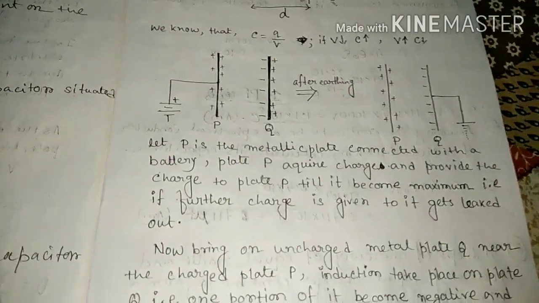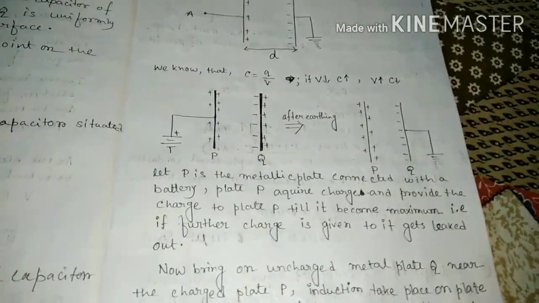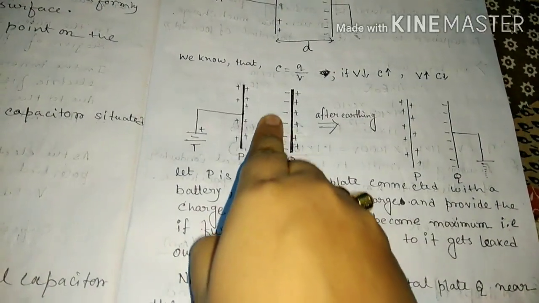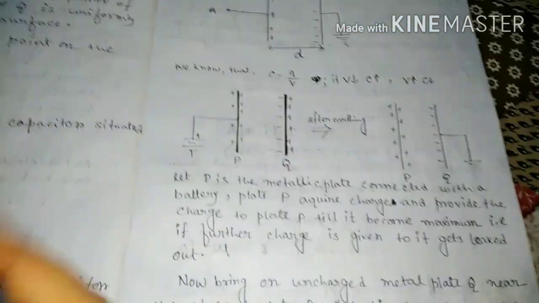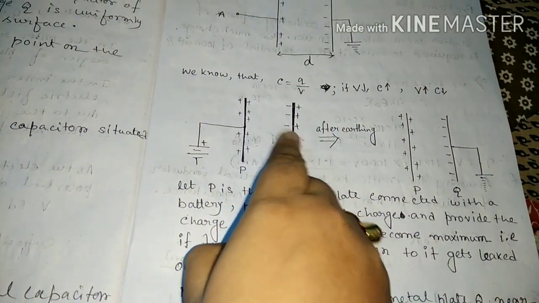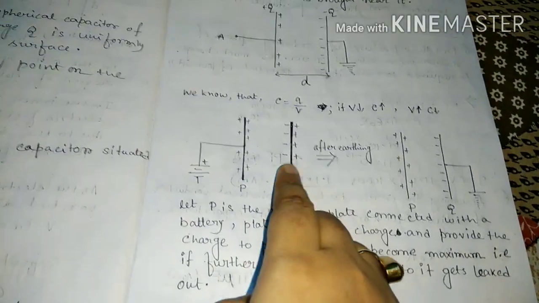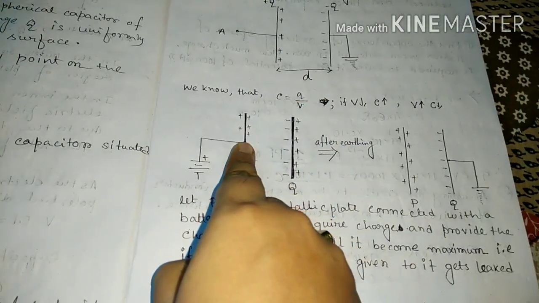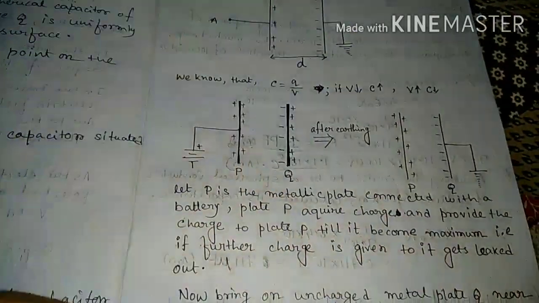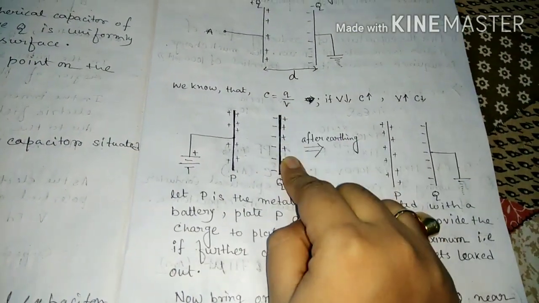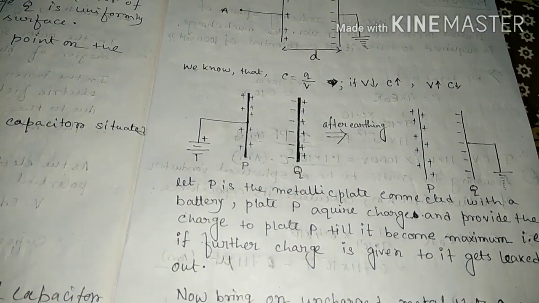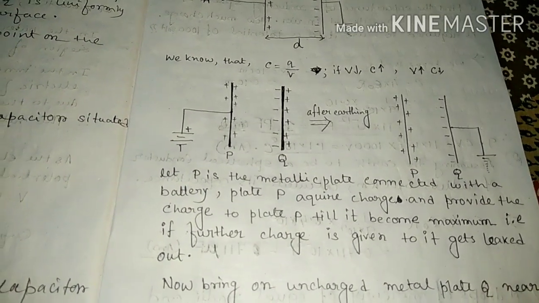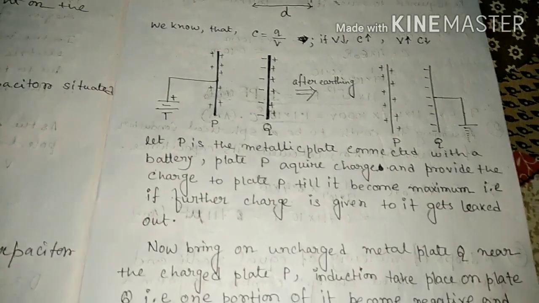Now the main operation is there. Because negative charge is situated here and positive charges are accumulated there, due to the negative charges, it tries to attract these positive charges towards it. That means due to negative charges, the potential of plate P decreases. But positive charges are also there, and positive charges repel each other. Because of that, the potential at a point on plate P increases.